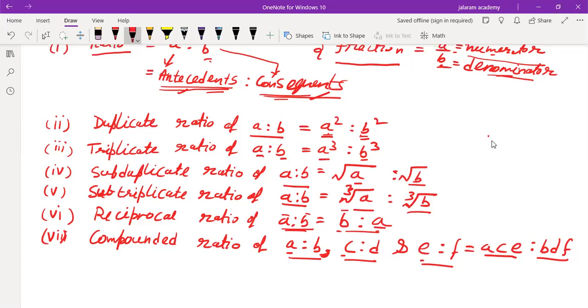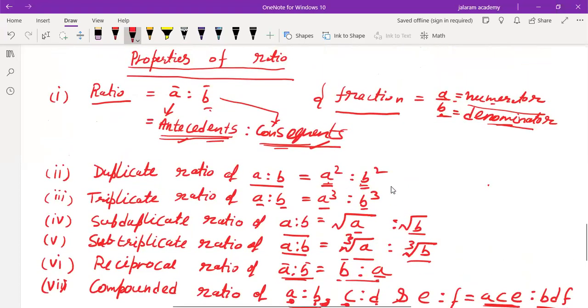Now, compounded ratio can be obtained from two or more than two ratios. So first of them is A is to B, second is C is to D, and third is E is to F. Then compounded ratio is product of antecedents, that is A into C into E, is to product of consequents, that is B into D into F. So it is ACE is to BDF. So write them in your notebook.